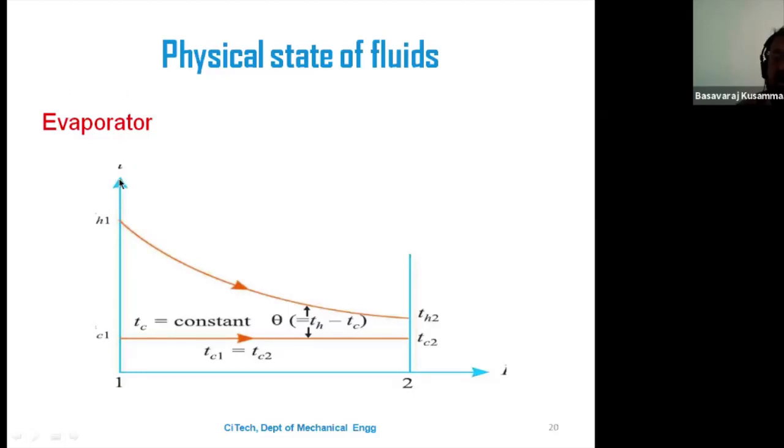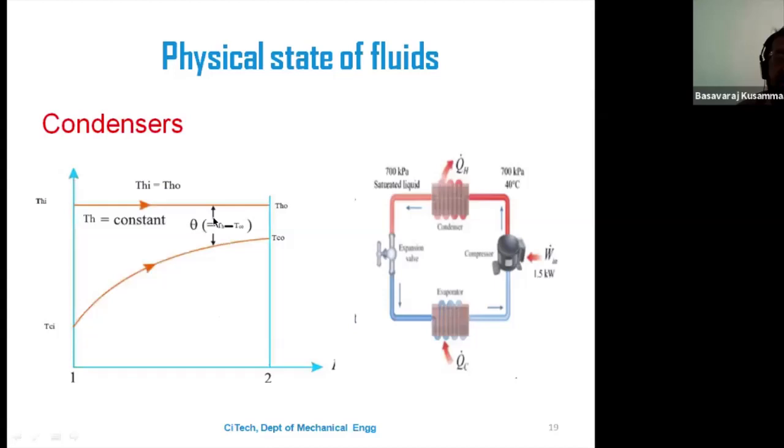So this one is the condenser. In the condenser, the hot fluid temperature is maintained constant, as well as the pressure remaining constant. So in the condenser, the vapor is converted into liquid form. Whatever heat is extracted in the evaporator will be rejected in the condenser.